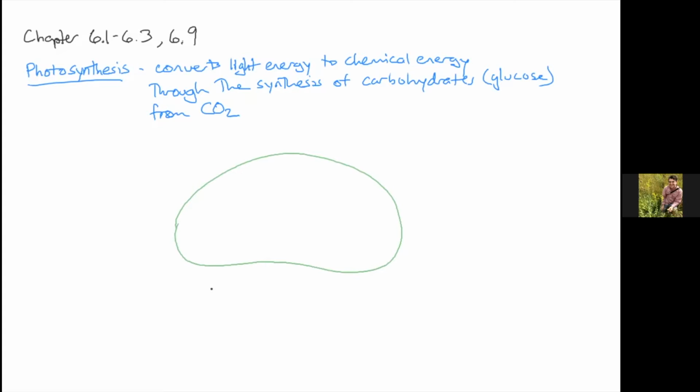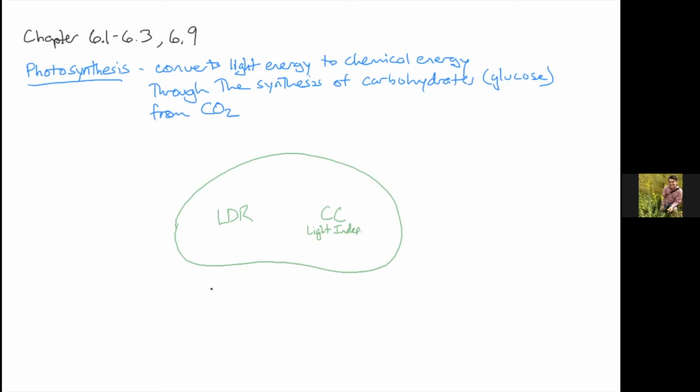And you should also remember that there are two main phases to this process. There are the light reactions, or the light-dependent reactions, as we've called them a few times. And then there's the light-independent reactions, which I've been calling the Calvin cycle. But you can think of them as light-dependent and light-independent.